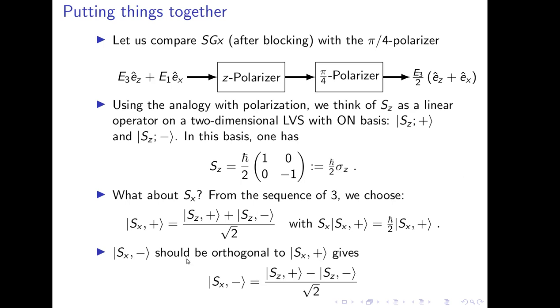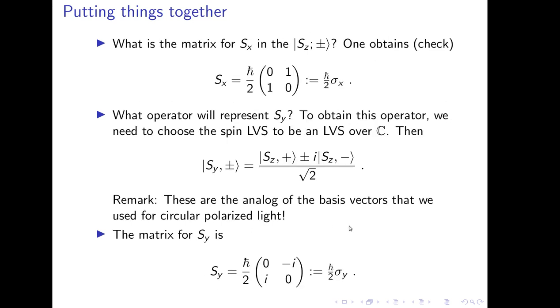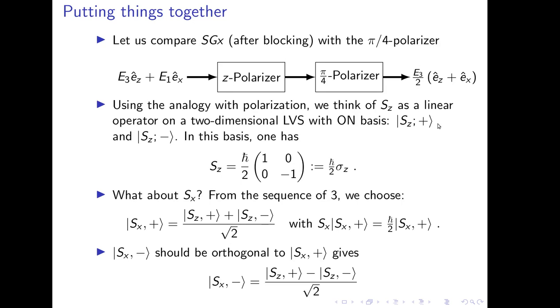And we use the fact that Sx plus and Sx minus should be orthogonal to each other. There's freedom in signs, but I'll just use a convention and put a minus sign here. So now we have a basis in which, if you act with Sx on this guy, it will give you minus h cross by 2 times the same thing. So it's another way of saying it. These two are eigenstates of Sx, just as Sz plus and Sz minus are eigenstates of the operator Sz.